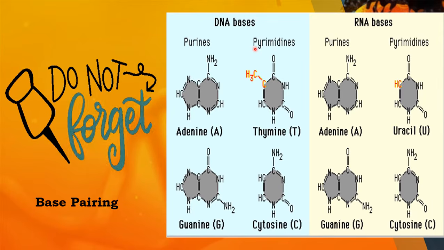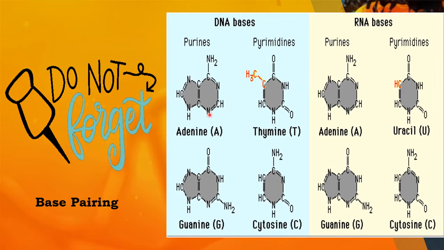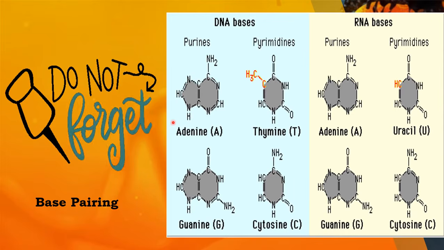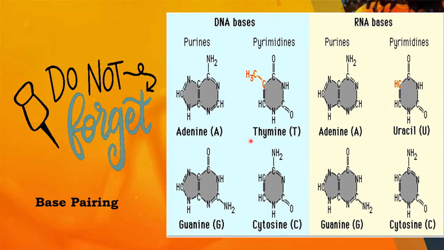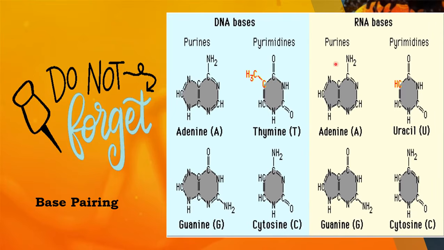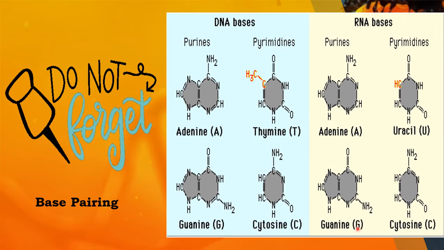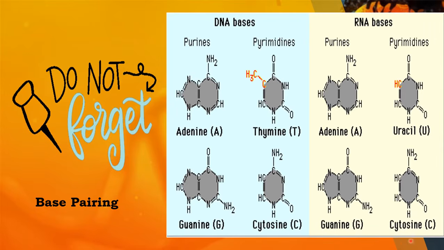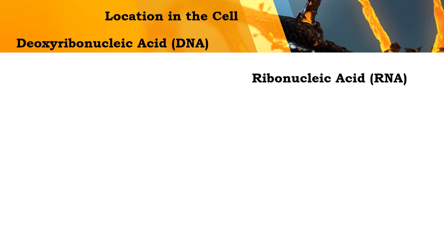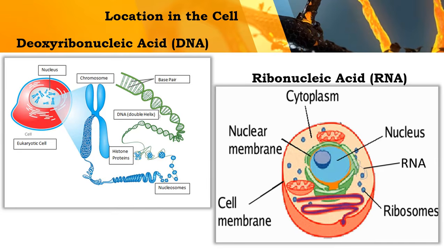Purines and pyrimidines always pair. Same with RNA bases. Always remember that adenine pairs with thymine while guanine pairs with cytosine. In RNA bases, adenine pairs with uracil while guanine pairs with cytosine. Location in the cell. DNA is located inside the nucleus, while the RNA is found in the cytoplasm.